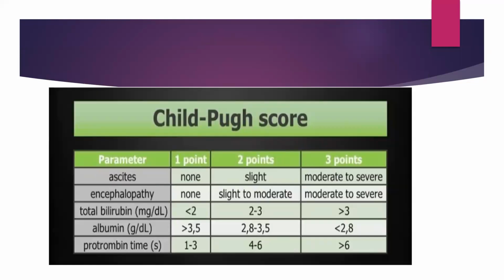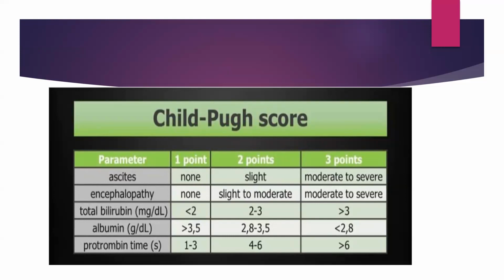Then the next scoring system is the Child-Pugh score. The parameters included are ascites, encephalopathy, total bilirubin, albumin, and the prothrombin time. Points given are: 1 point if ascites is none, 2 points if ascites is slight, 3 points if there is moderate to severe ascites. Encephalopathy: 1 point if none, 2 points if slight to moderate, and 3 points if moderate to severe.